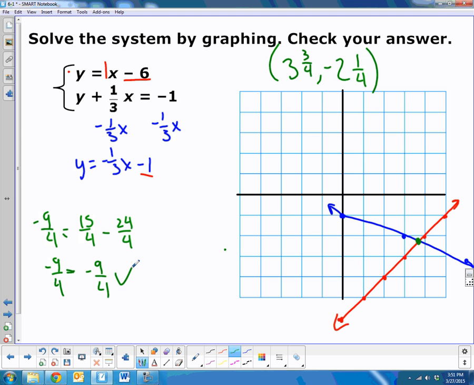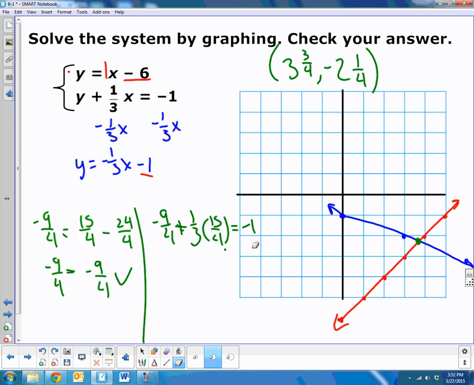Check. For the second one, I've got y, negative 2 1/4, which again I'm going to say is negative 9/4, plus 1/3 times, again, I'm going to do it with 15/4, should equal negative 1, which I'm going to rewrite as negative 4/4. All right, so I've got negative 9/4 plus, what's that going to be, 5/4.